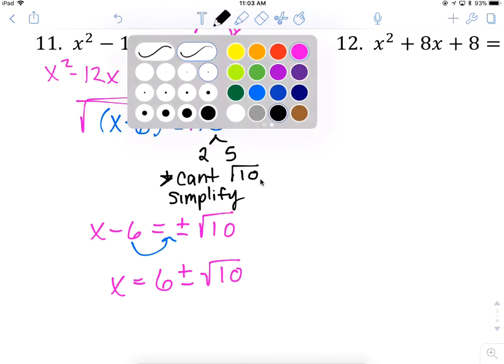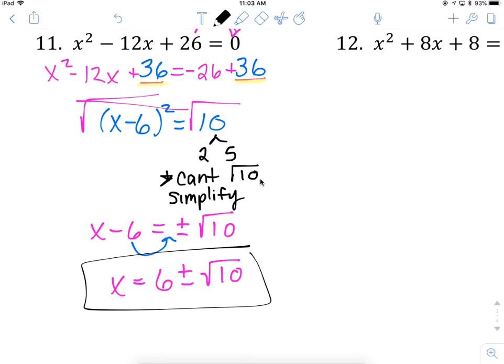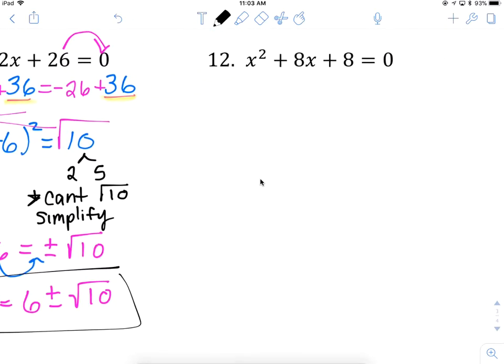This right here is a final answer. Yes, that's simplified. Yes, you are done. There's no calculator part. That is the end of him. Okay, so let's look at number 12.